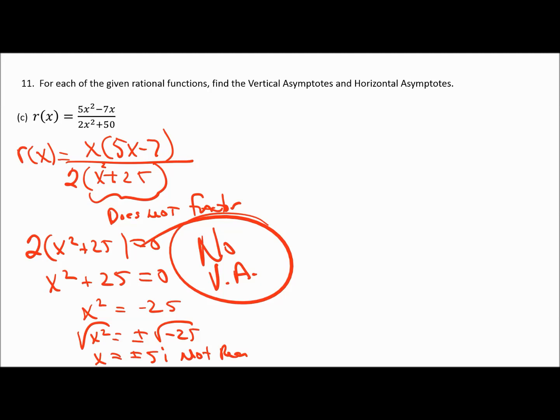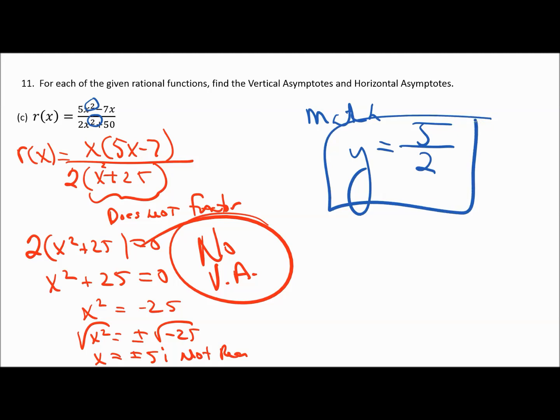Horizontal asymptote, remember, is you compare the degree of the numerator to the degree of the denominator. They match again. Whenever they match, it's y equals the leading coefficient of the numerator, which is 5, divided by the leading coefficient of the denominator, which is 2, and we have y equals 5/2, just like we did in the last problem, so 5 over 2.